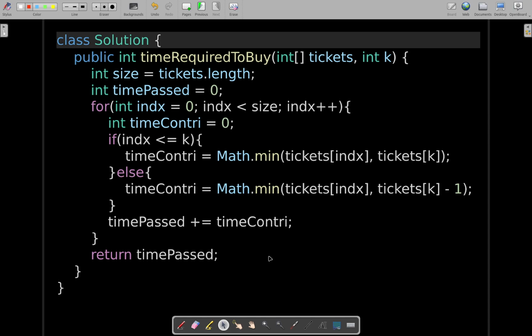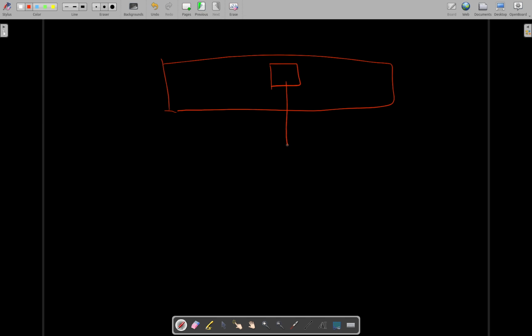So in this particular approach, what we are doing is we are just making an observation. Let's say this is the array that is given to you. This is a queue. This is the kth person. There will be some people in front of the kth person, and some people will be on the back side of the kth person. So how much contribution can these people make?